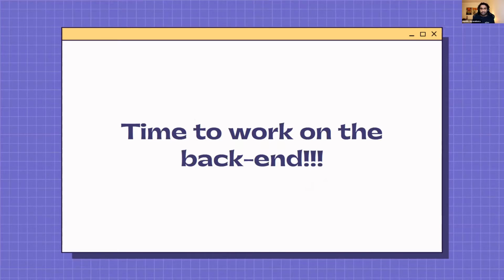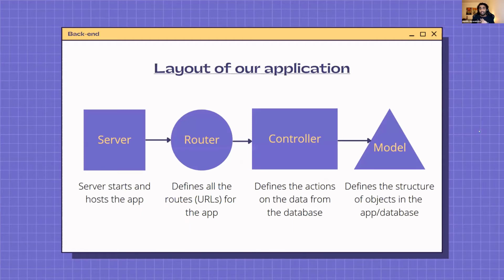So let's get started with the first thing that we're going to tackle when working on the back end, which is the layout of our application. Now, this is really important. Our layout really dictates how the whole thing is going to operate. So I've decided to break it down into 4 main components. The first component is the server. The server starts and hosts the application.